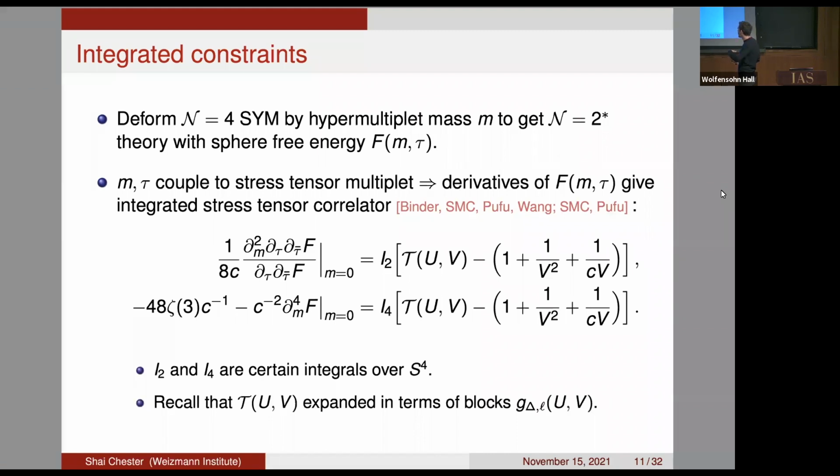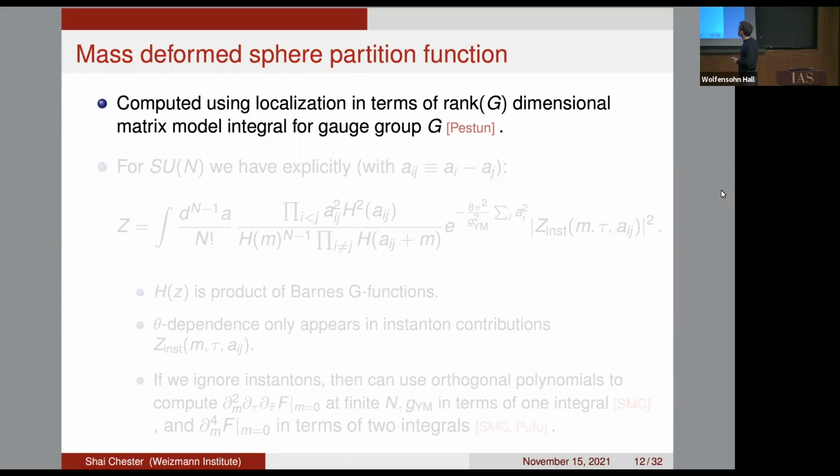And then recall that the 4-point function is packaged into this quantity T of u and v, where for this specific formula, you also have to subtract off the disconnected part. And remember that this T of u and v is expanded in terms of the blocks, which involves the data we're trying to fix, which is the scaling dimensions and OPE coefficients of the long multiplets. Okay, so these are the 2 integrated constraints. But now what we want to do is compute the left-hand side, these derivatives of F of m and tau, using localization. So let's see how we can compute this then.